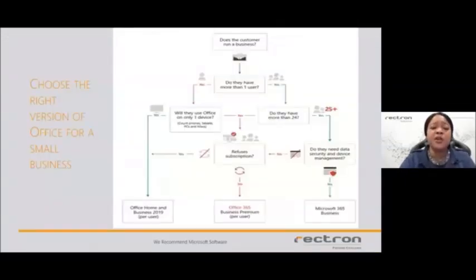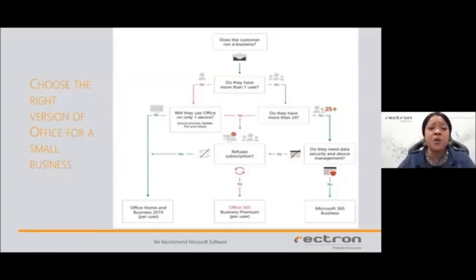Choosing the right Office can sometimes be tricky. You need to understand what kind of products you are selling, and we at Rectron, as the product managers, and I, the Disty Champ, are here to help you with that. Your account managers are also here to help you with answering those questions from your customers.